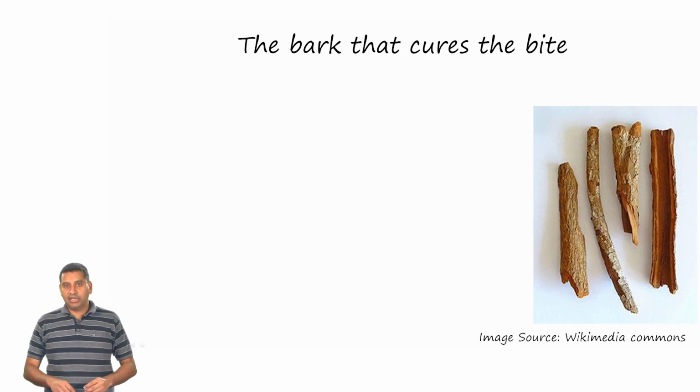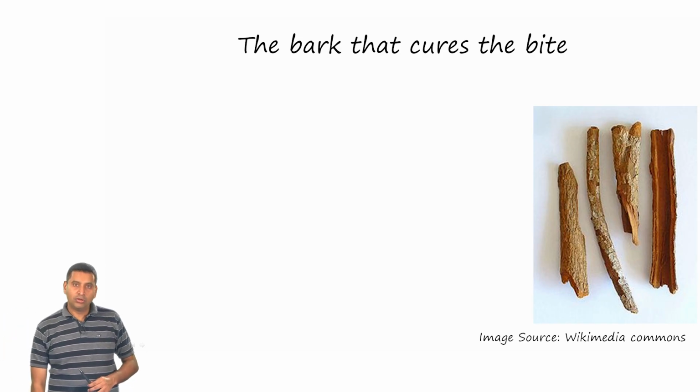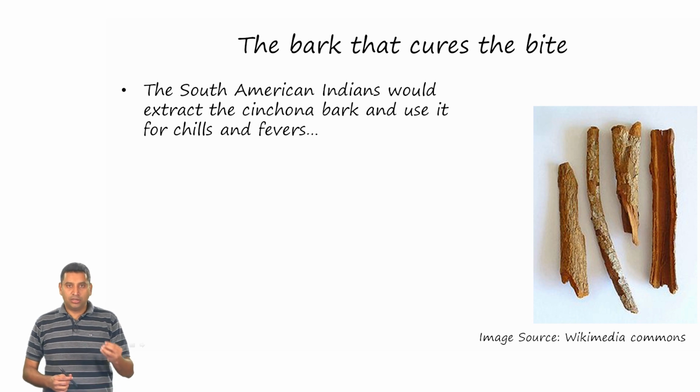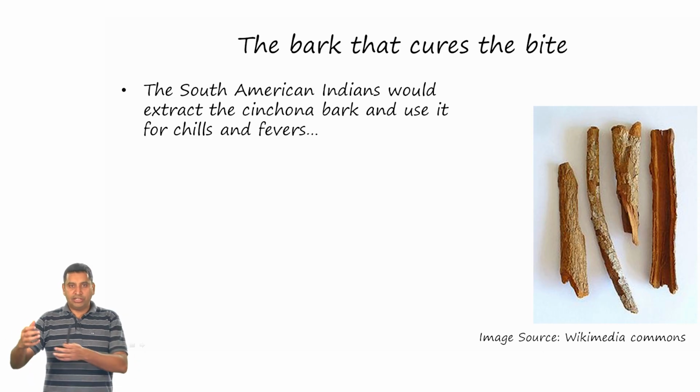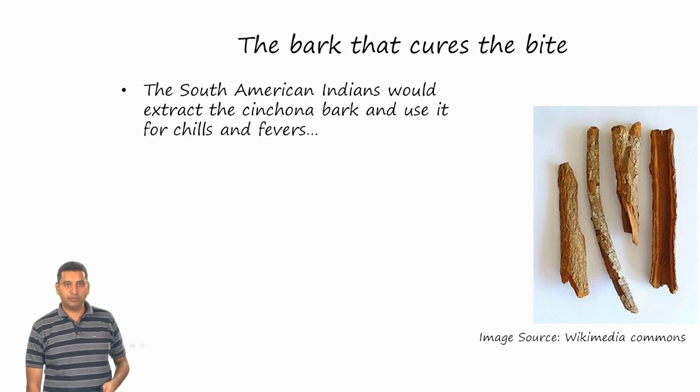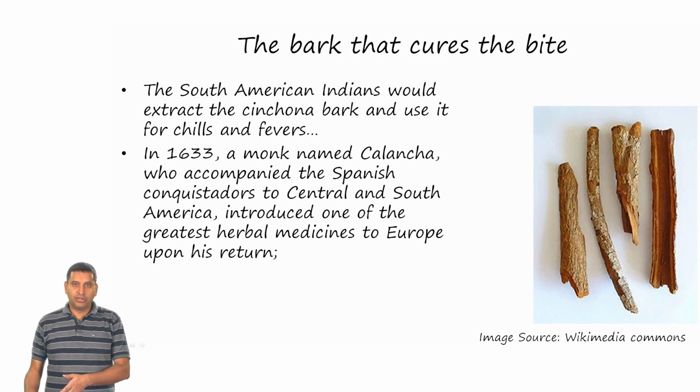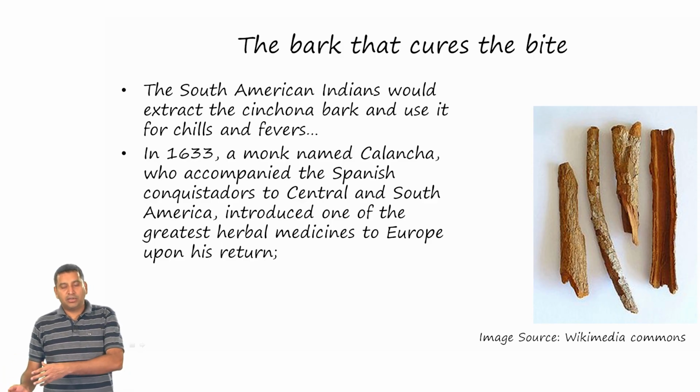So, the example that we are looking at here is a bark which is derived from this plant called cinchona, which was known by native South Americans to cure chills and fevers. Okay. So, what they would do is they would extract the bark and use it for curing fevers. So, this was observed by the Spanish people who were there. They took this bark and they took it back to Europe, where malaria was a huge problem, and this bark was very effective in curing malaria.